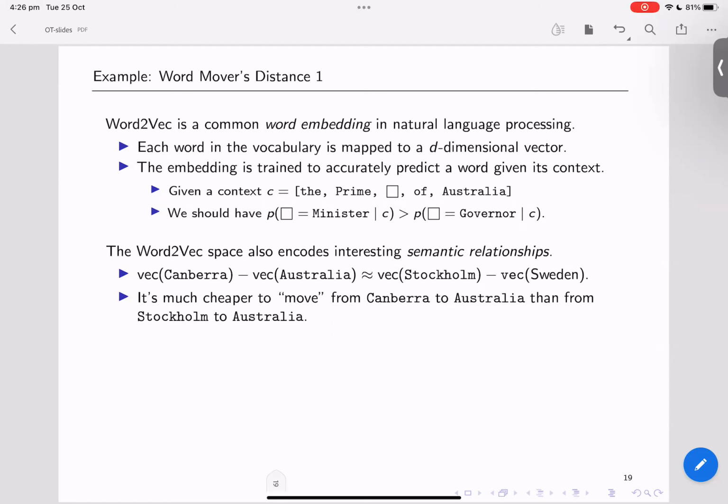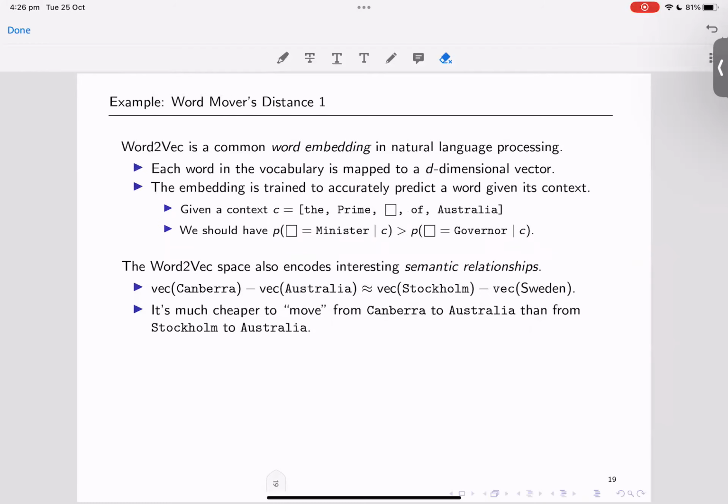From Australia to Canberra. That direction is approximately equal to this direction that goes from the vector representing Stockholm to Sweden. Okay? So what this is trying to do is that it's kind of mimicking the capital to country relationship, right? And so this kind of embedding is very useful. And what it says in here is that if you look at this high dimensional embedding, when you start with the vector for Canberra, it's much easier for you to travel from Canberra to Australia than it is from Canberra to, say, Sweden, right? It's closer for you to move from Stockholm to Sweden, okay?